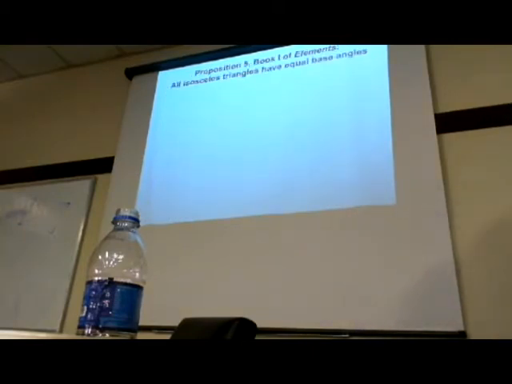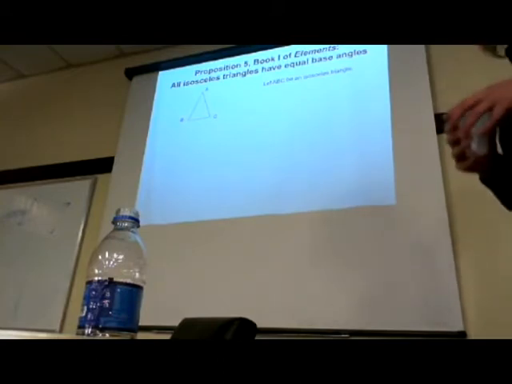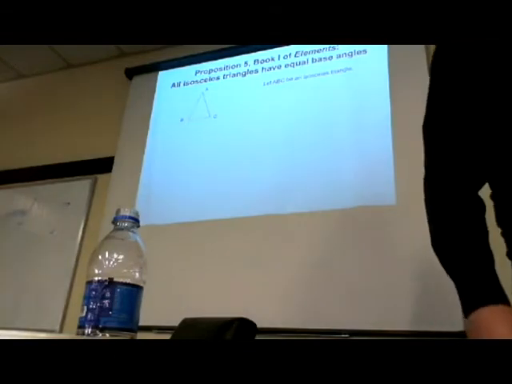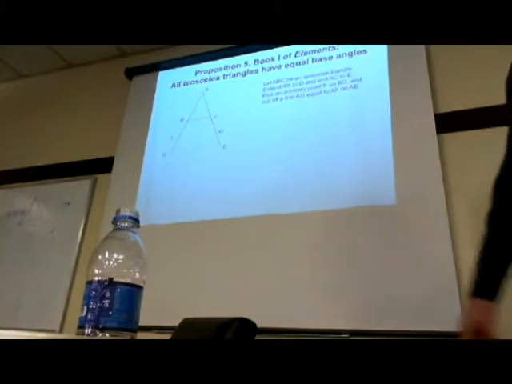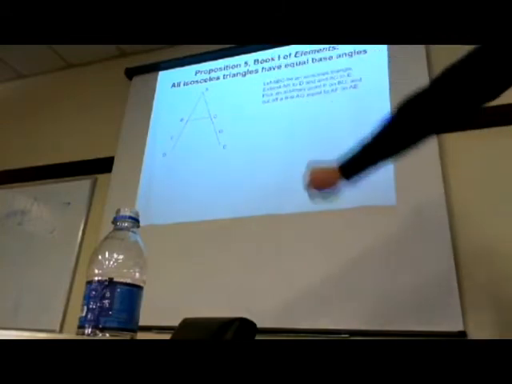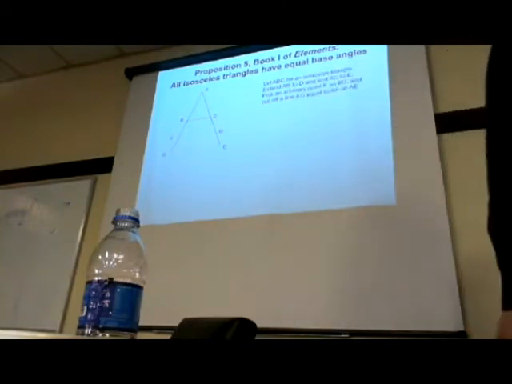So first, let's go through an example of such a proof. This is proposition 5 from book 1: all isosceles triangles have equal base angles. The proof starts off with a triangle. Let ABC be a triangle. You extend the side AB to D and the side AC to E. And then you pick an arbitrary point on BD, and then construct a point G on CE equal to BF.